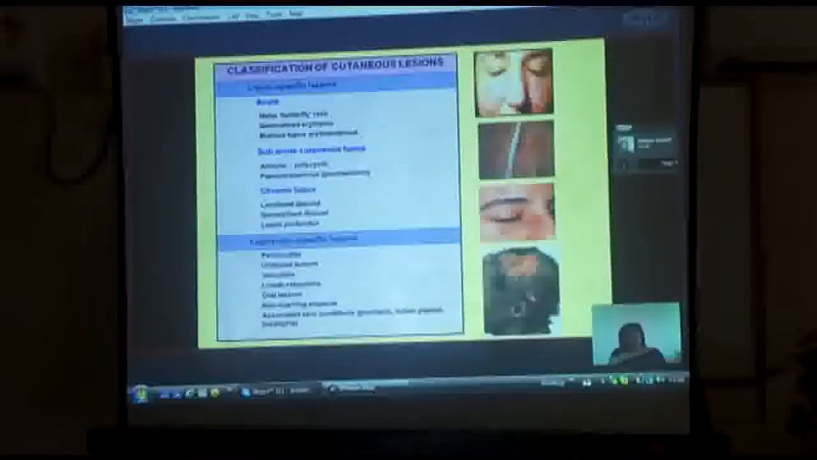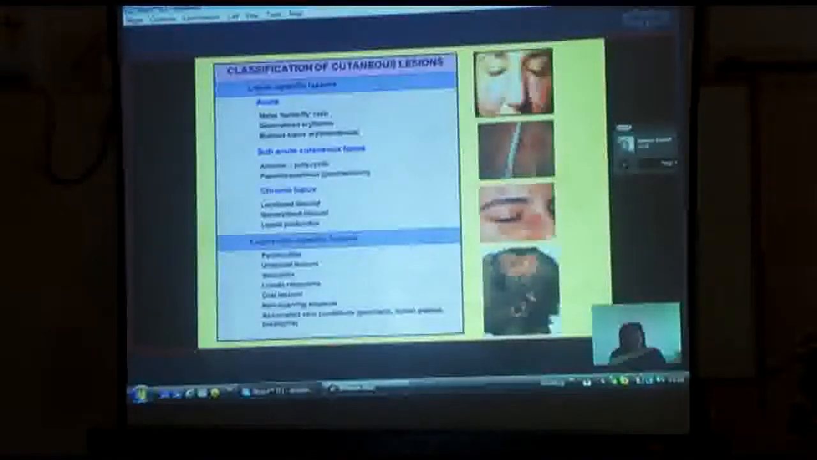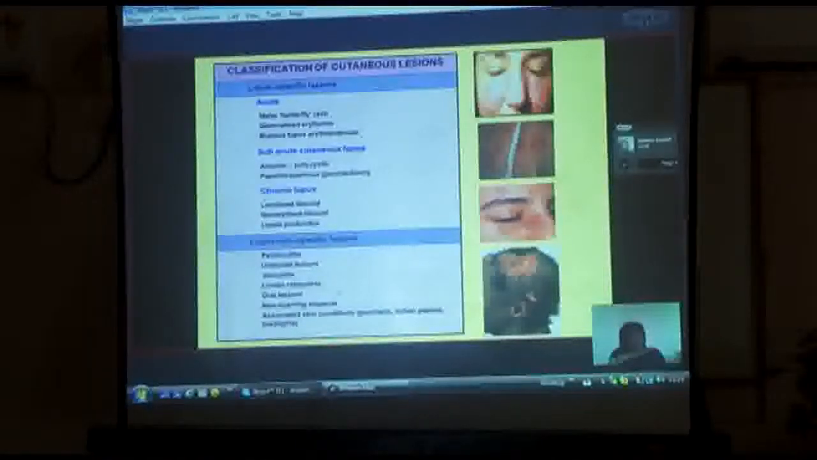This is the classification of cutaneous lesions that we see in rheumatology. Acute, when they present with butterfly rash, generalized erythema or bullous lesions. Subacute lupus, when they have annular or polycyclic rashes or psoriasiform rashes, as you can see here. Chronic lupus is localized discoid or generalized discoid. Lupus profundus is with extensive panniculitis. These are some of the non-specific lesions that we see in patients. Commonly we see vasculitis, oral ulceration, and non-scarring alopecia.